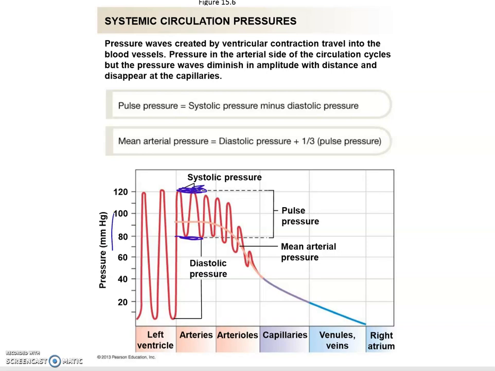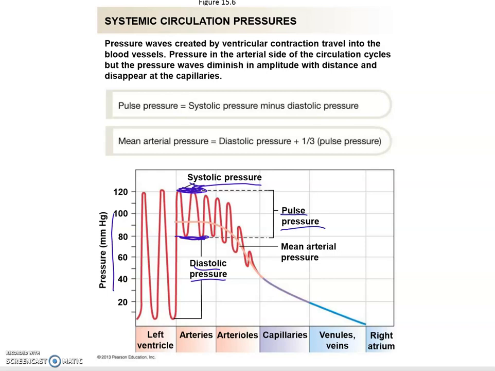So over here we have the pressure, and then when the ventricle relaxes, there's still some pressure left, and that will be the diastolic pressure. So you need to know about systolic pressure, diastolic pressure. That would be the pressure after the ventricle relaxes. And the difference between systolic pressure and diastolic pressure is the pulse pressure.